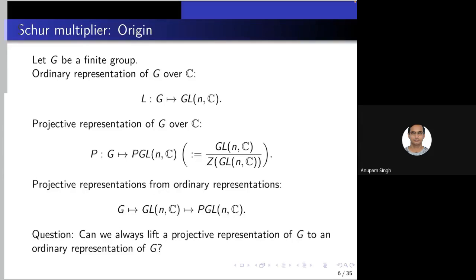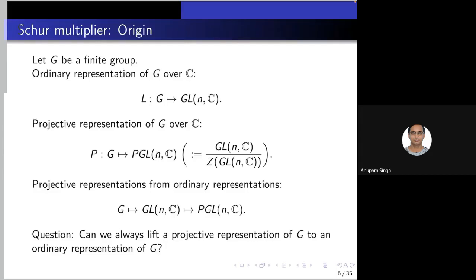So let's go back a little bit into the history of the object. It was Issai Schur who was studying projective representations of finite groups when these multipliers just popped up. So what is a projective representation?